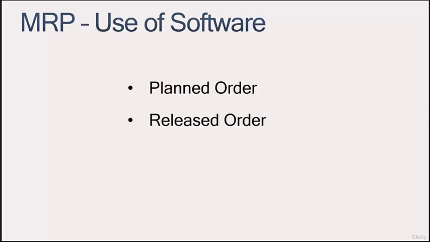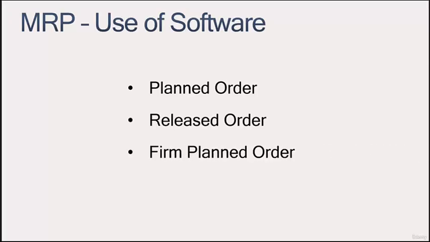Second is a released order. This is an order that has been issued into work and is no longer considered planned. It's no longer under the control of MRP. Instead, it's under the control of the scheduler. It's also referred to as an open order, and it's the authorization for manufacturing to begin making a component or for purchasing to go buy material. The open order is released by the scheduler in response to an action message from the MRP system.